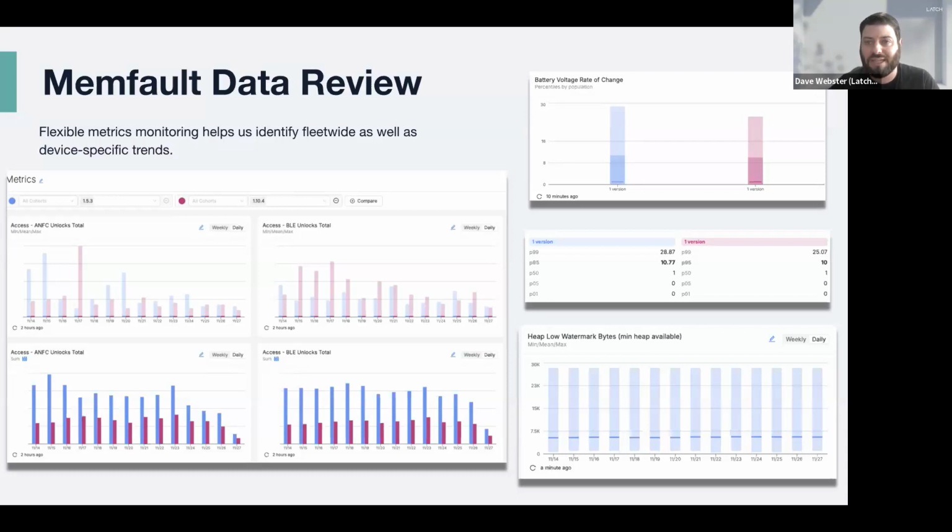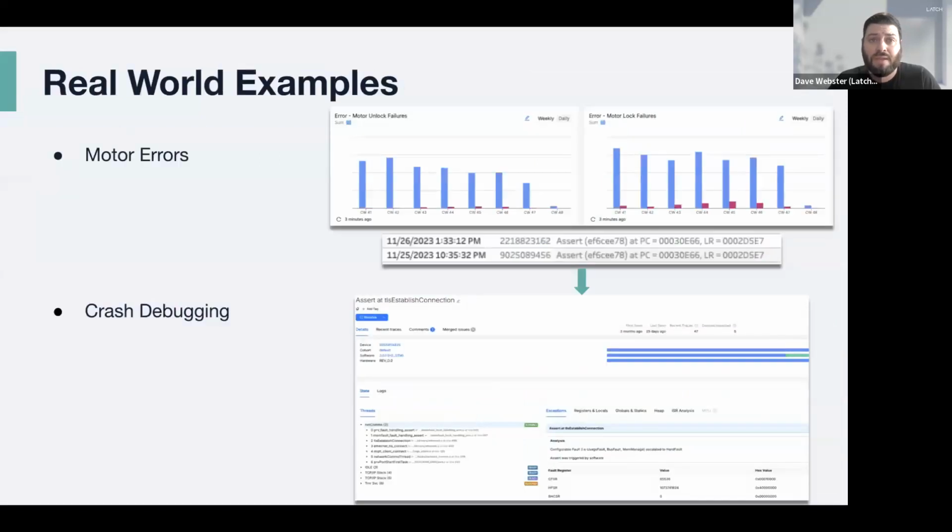When you're testing internally, you may test on 10 devices, maybe 50 devices, but when you test across 50,000 devices, you may see different behaviors when you have that level of scale in the real world. So with that in mind, I want to highlight a couple of real world examples of issues that we've used Memfault for solving. So the first one here is motor errors.